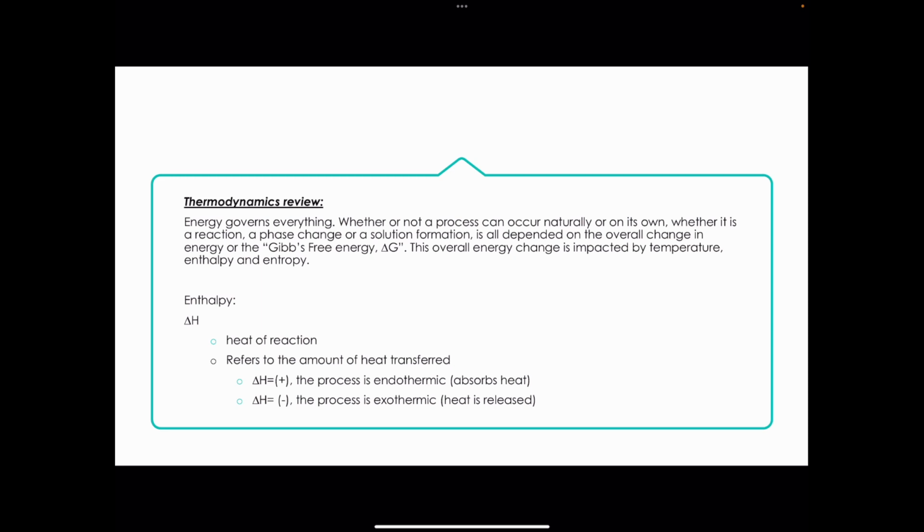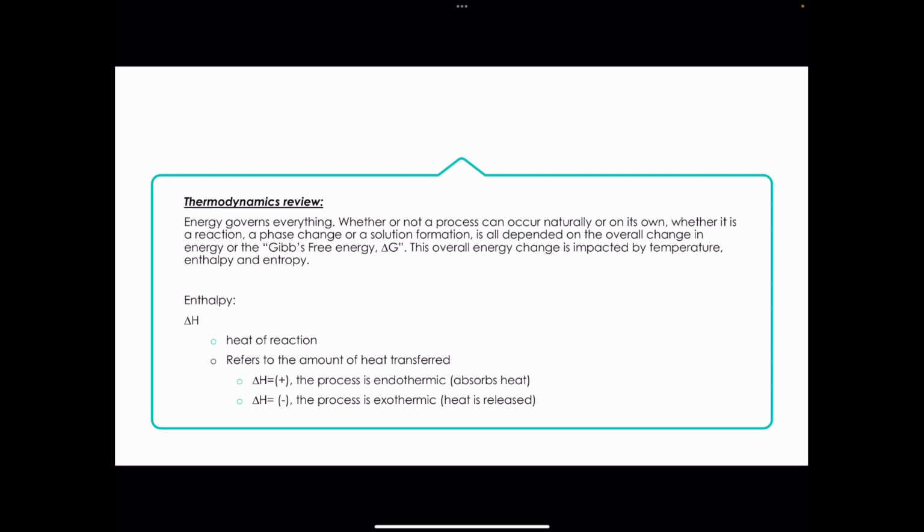Whether or not a process can occur naturally or on its own, whether it is a reaction, a phase change, solution formation, any of these things, it's all dependent on the overall change in energy, what we call Gibbs free energy. You might recall this from your first semester chemistry class. Gibbs free energy we represent with a delta G. This is the overall energy change, and it's impacted by temperature, enthalpy, and entropy.